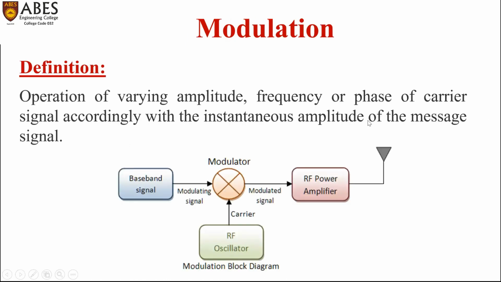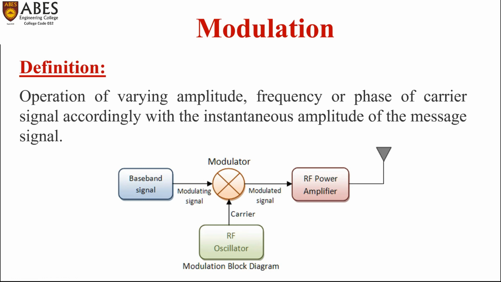So first of all, what is modulation? Modulation is a process in which one of the characteristic parameters of a carrier signal, such as amplitude, frequency, and phase, can be varied according to the message signal amplitude variation. So this is the basic definition of modulation.